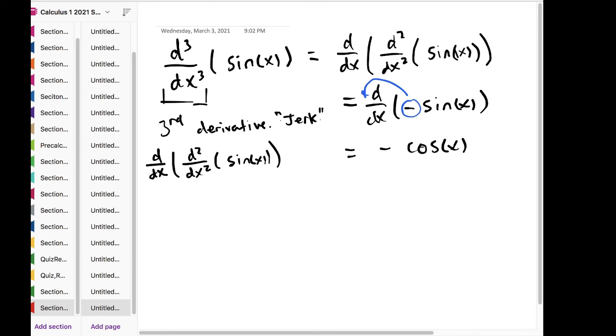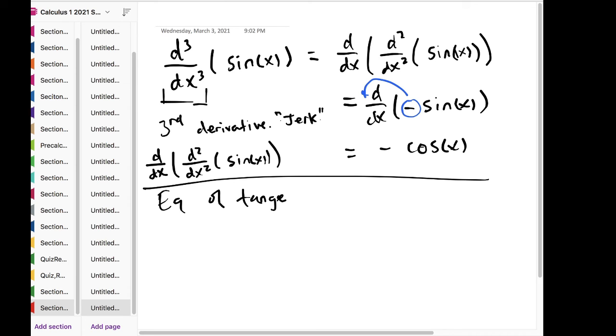Okay. So let's find the equation of the tangent line for the third derivative at x equals 0. Okay, so what's the point we can use?